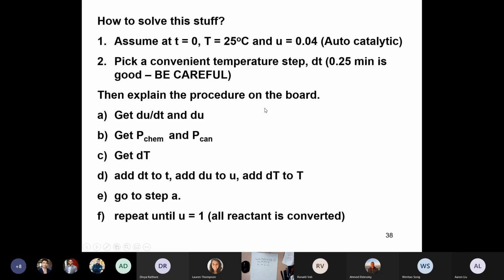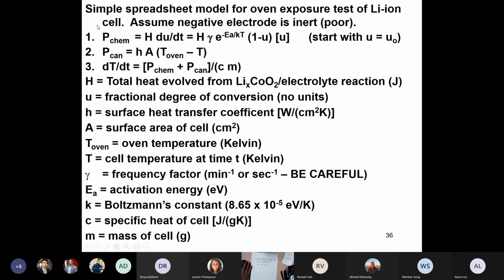So what you do is you use this equation to calculate the change in U that takes place during a little bit of time. I'll write it down on my paper, and then I'll show you my paper. Delta U is H gamma e to the minus EA over KT, 1 minus U times U times delta T.